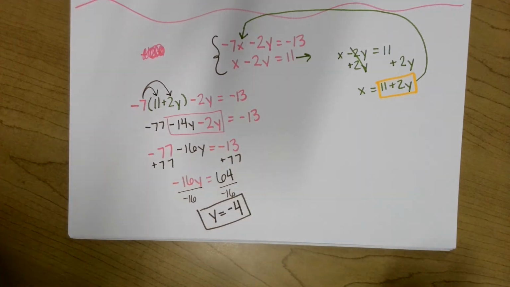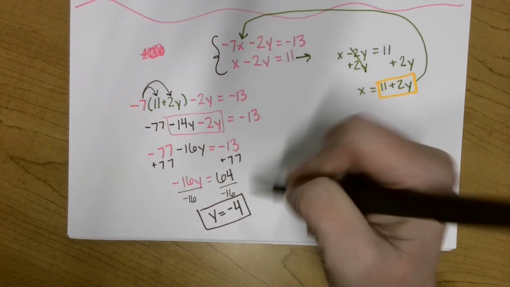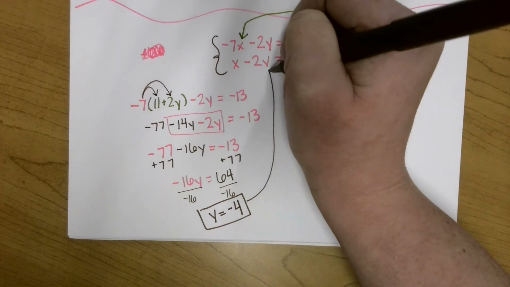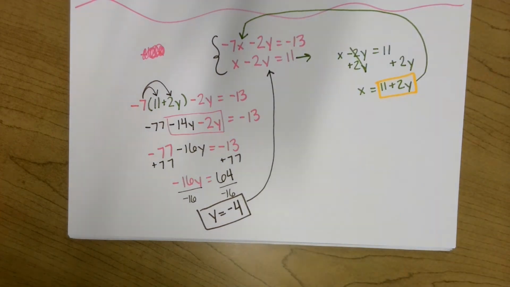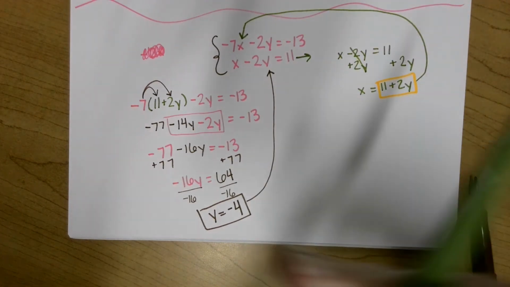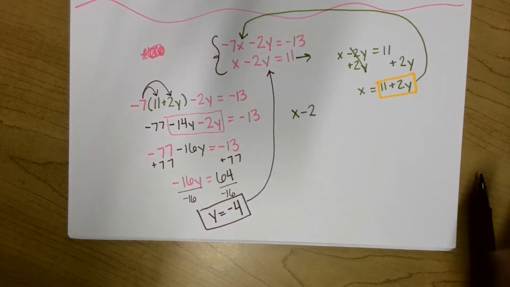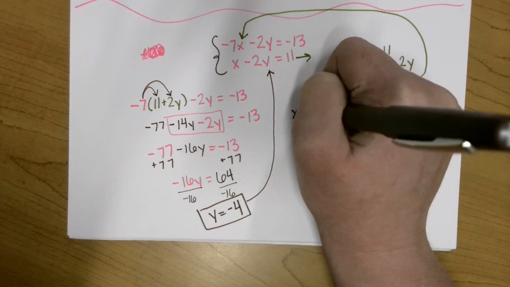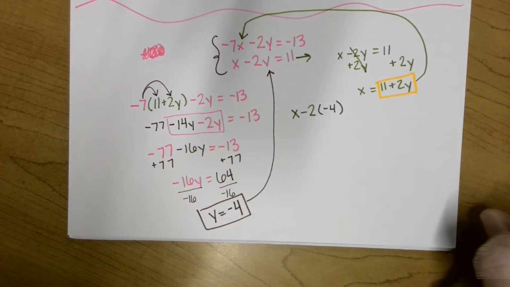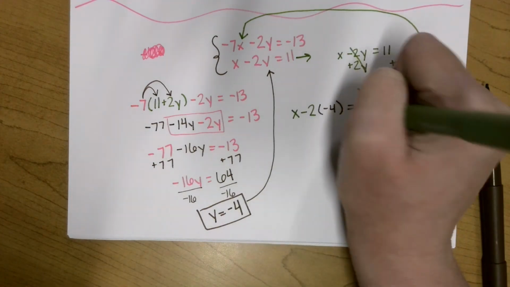Okay. So then I'm going to take this, and you can plug it into either equation, top or bottom, doesn't matter. Bottom looks a lot easier to me, so I'll plug it in there. And so I've got, let's see, we'll do this in green. I've got x minus 2y, but I know what y is. Y is -4. So x minus 2y equals 11.